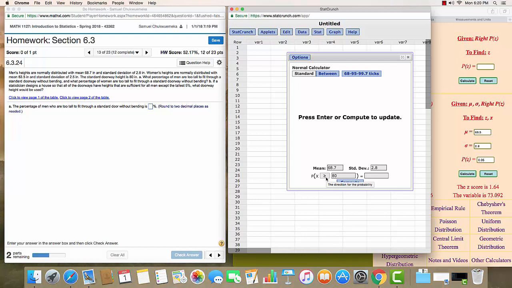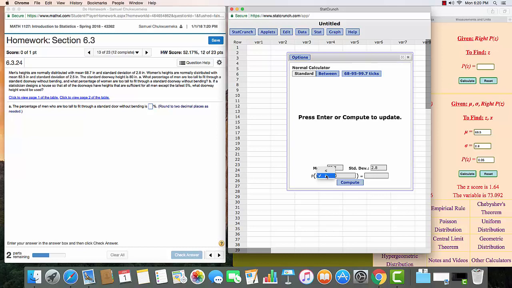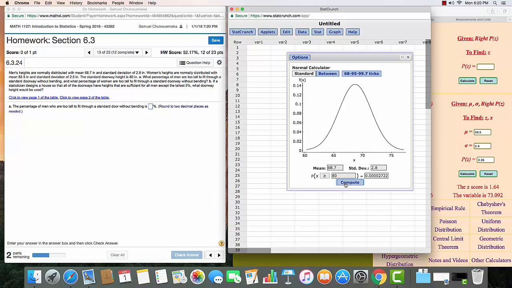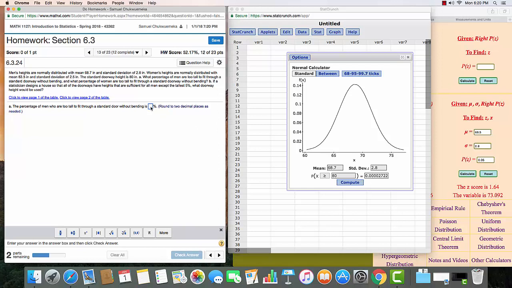So you don't do less than. You want it as greater than. All right. You don't want less than. You want greater than, because they're asking for too tall to fit through. Compute. So this is essentially two decimal places. This is 0. Okay, so just put 0 here.